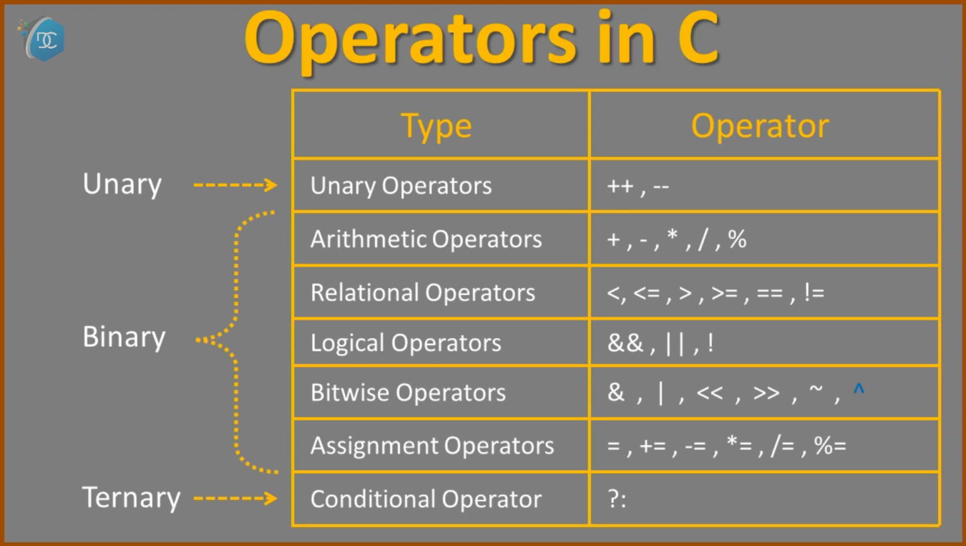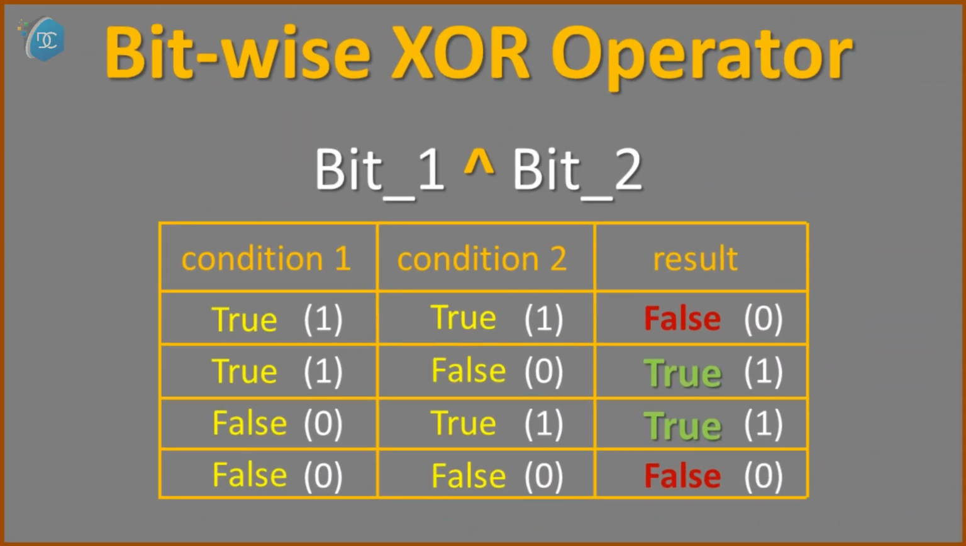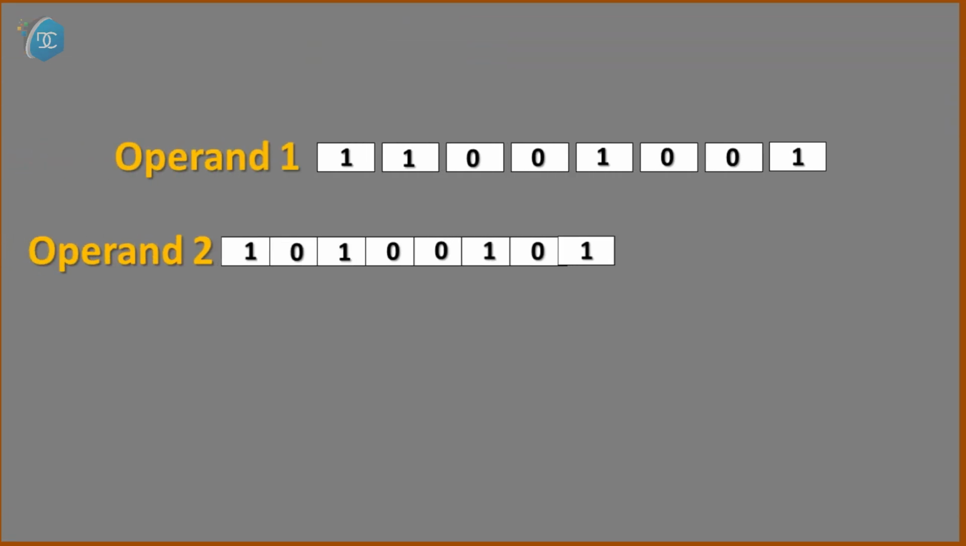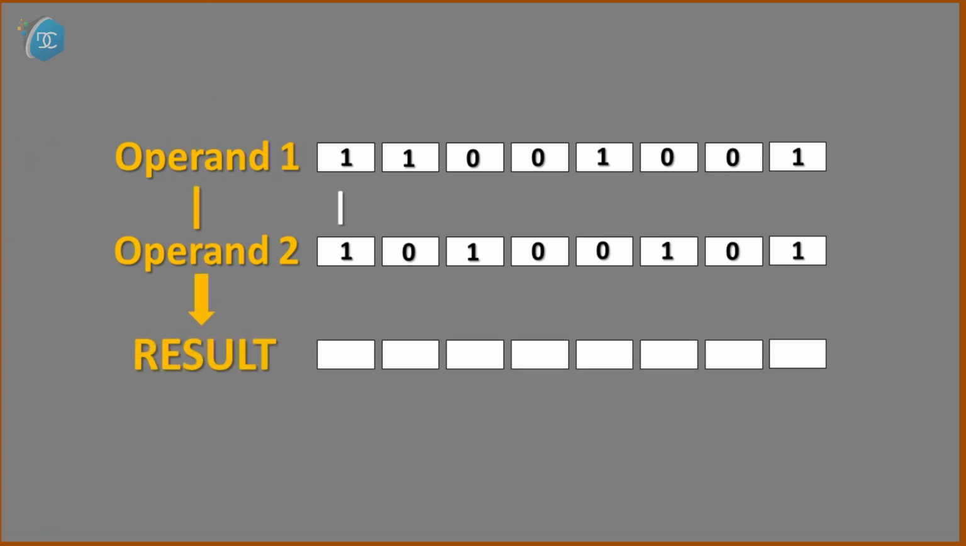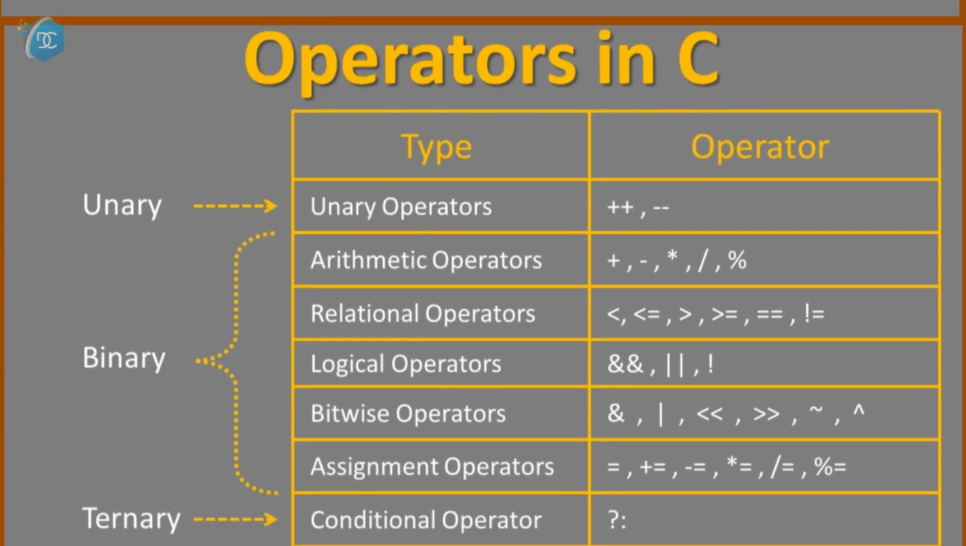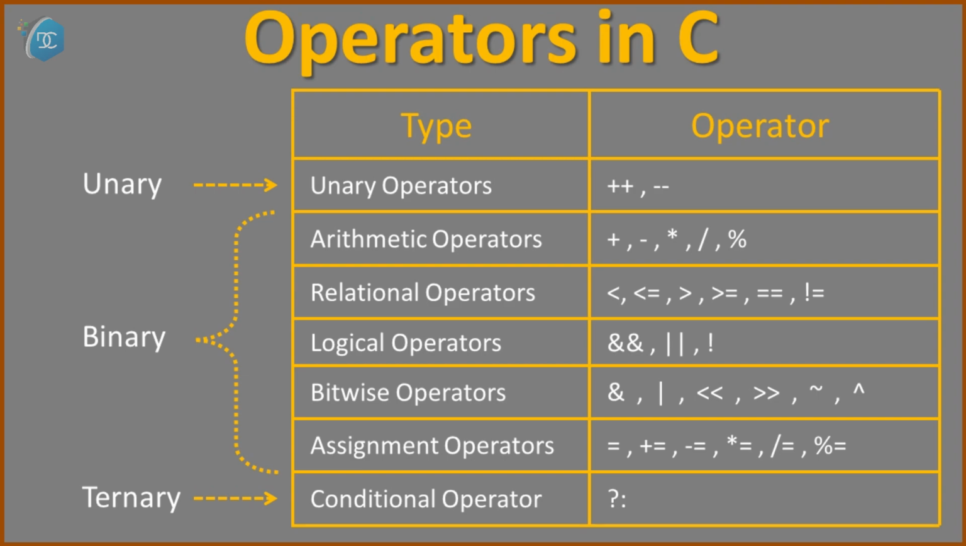The truth table for this one is like this, where it gives a 0 result when both the operands are same, which means the result will be a 0 even if both the operands are 1. And obviously the result will be a 1 when both the operands are different. Let's take the same example operands. Now the result will be this because these bits are same for both operands and so are these. Clear?